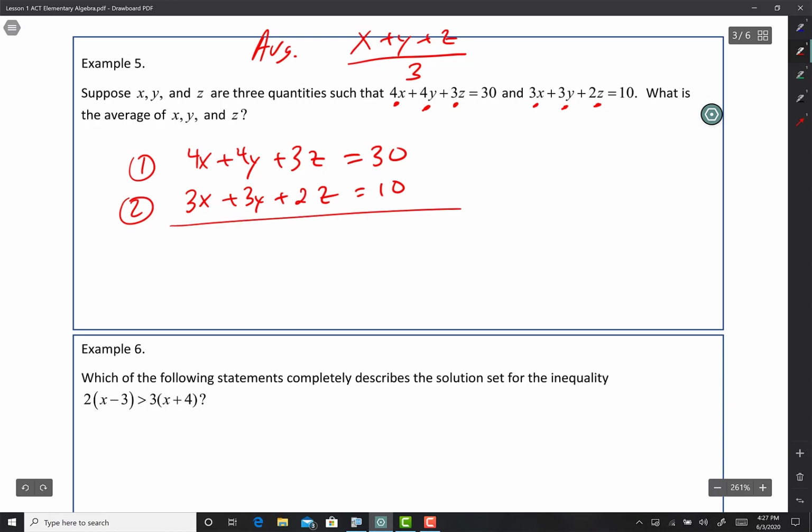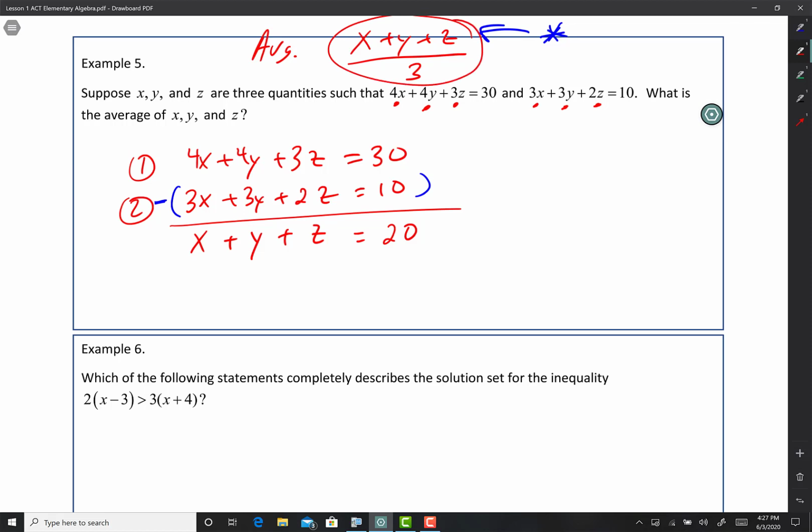And notice, if I subtract, just like I did a little while ago, I'm going to get 1x, 1y, and 1z, which is what I want. Then once I have that isolated, I can just divide it by 3. So 4x minus 3x, 1x. 4y minus 3y, 1y. 3z minus 2z, 1z. 30 minus 10, 20. What did I say I needed? I needed x plus y plus z divided by 3. Well, I have the expression now, x plus y plus z, and that equals 20. So I've got to divide this expression by 3.